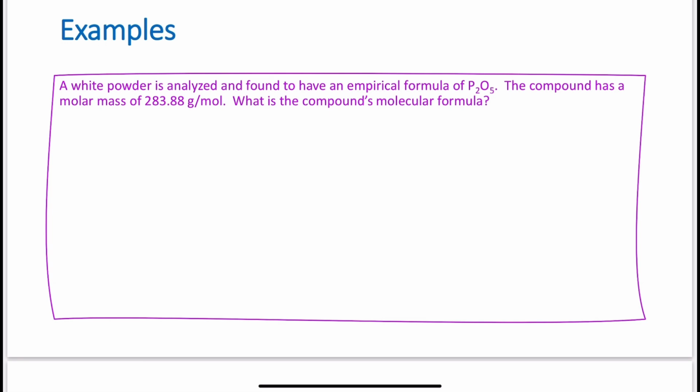A white powder is analyzed and found to have an empirical formula of P2O5. The compound has a molar mass of 283.88 grams per mole. What is the compound's molecular formula? Well, I know its empirical formula, so it's pretty easy to find the molecular formula, right? Remember what empirical formula is.